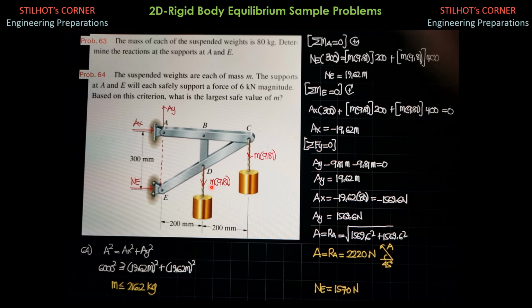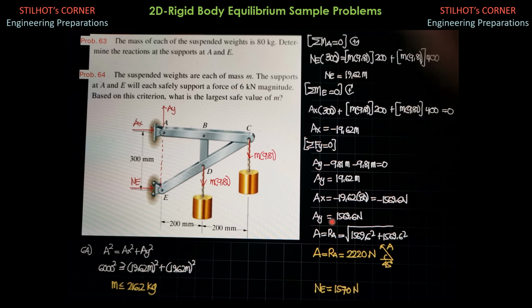So we have m times 9.81, the moment arm is 200. There's no need to change these units from mm to meter because I use moment arms here that are in mm, so it's consistent. So NE times 300 equals m times 9.81 times 200 mm plus m times 9.81, and the moment arm is 400 mm. So solving for NE, it is 9.62 m. Take note that m is 80 kilograms. Actually, we can compute that value now, but I just defer it.